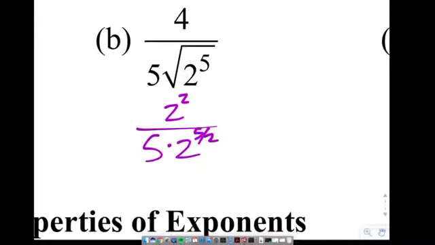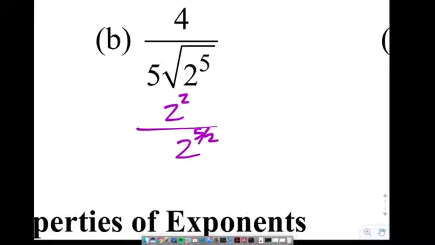Now another word on notation. Notice that if it's 5 square root of 2 to the 5th, you know that the implied operation is multiplication, right? 5 times the square root of 2. But when you write it as 2 to the 5 halves, you need something there to show that it's 5 times 2. If you don't put anything there, it looks like 52 to the 5 halves, correct? And you don't want that to be the case.